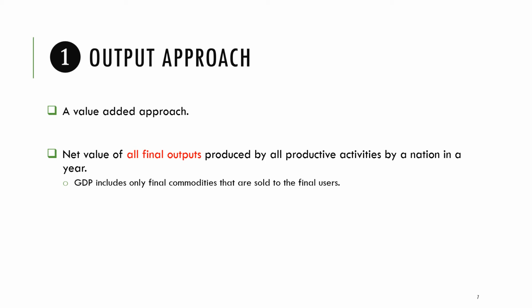Output approach is also called as value-added approach. This approach measures GDP by adding net value of all final outputs produced by all productive activities by a nation in a year. Bear in mind, GDP includes only final commodities that are sold to the final users.